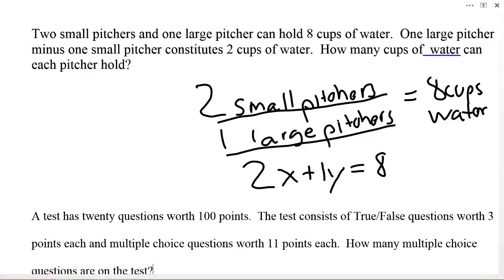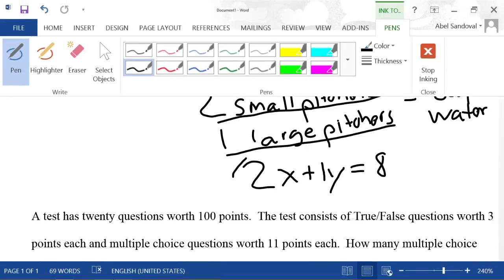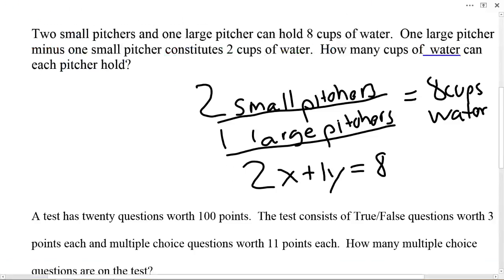I know this might be confusing, but just bear with me and really pay attention to what I'm saying here. I'm saying that two small pitchers times the amount of water each one can contain, plus one large pitcher times the amount of water it can contain, Y, will equal 8 cups. I hope that makes sense to you guys. This is the way we explain it. So this is our first equation.